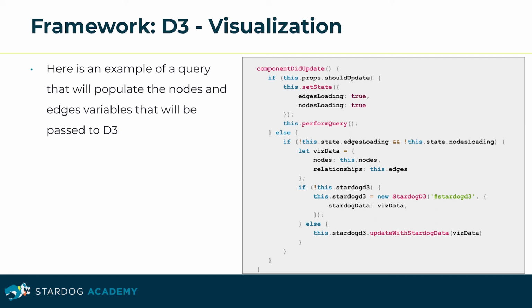In the componentDidUpdate method, we first check to see if we should update. If we do, we set the edges loading and nodes loading to true. Following, we perform our query. Once the query has been performed and the edges loading and nodes loading is set to false, we pull the information from the nodes and edges and set it to viz data. With the viz data created, we send that to Stardog D3 and it will update the visualization.